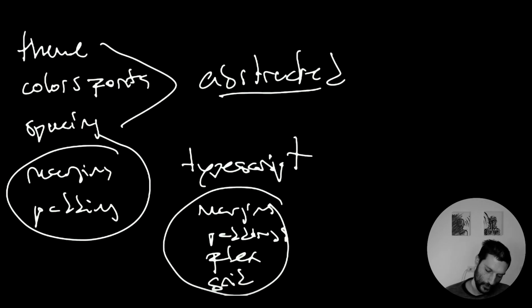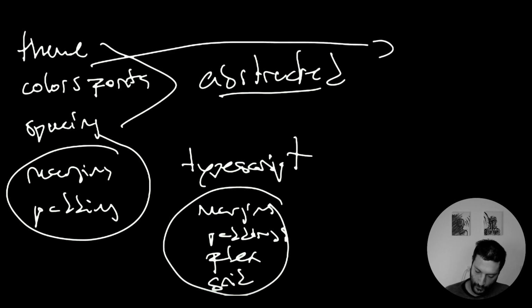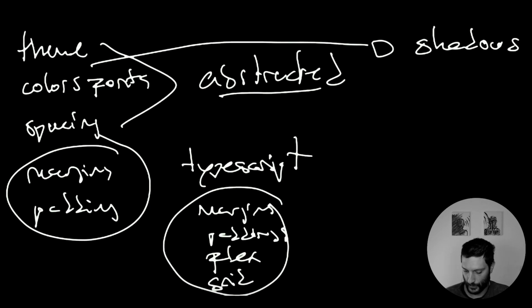So of course, also here, for example, I was just thinking, you can also think about shadows, right? Then you also apply always the same shadows across your buttons, texts, wherever you want to put shadows. That's nice stuff also to abstract.